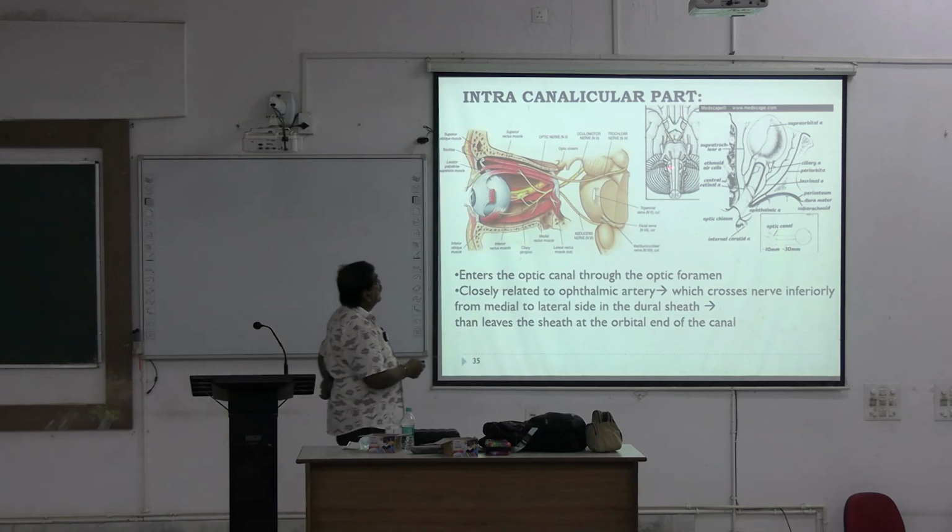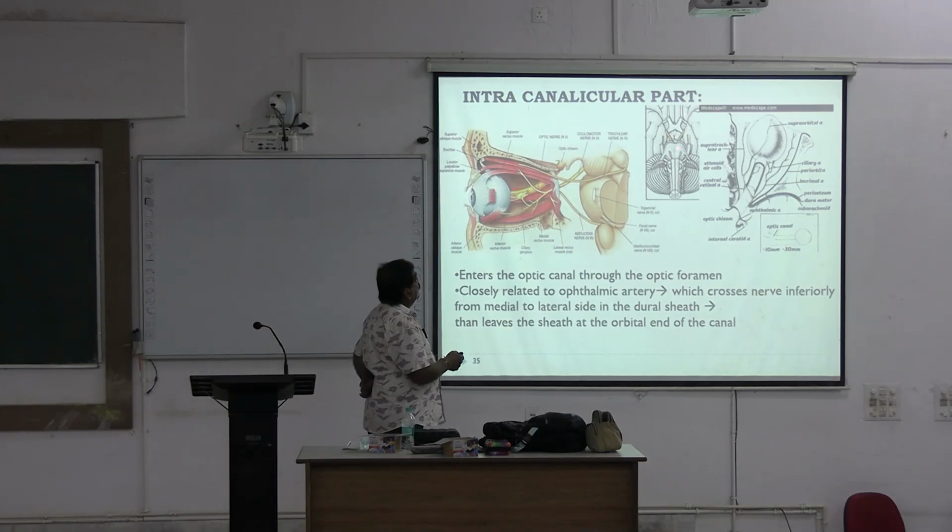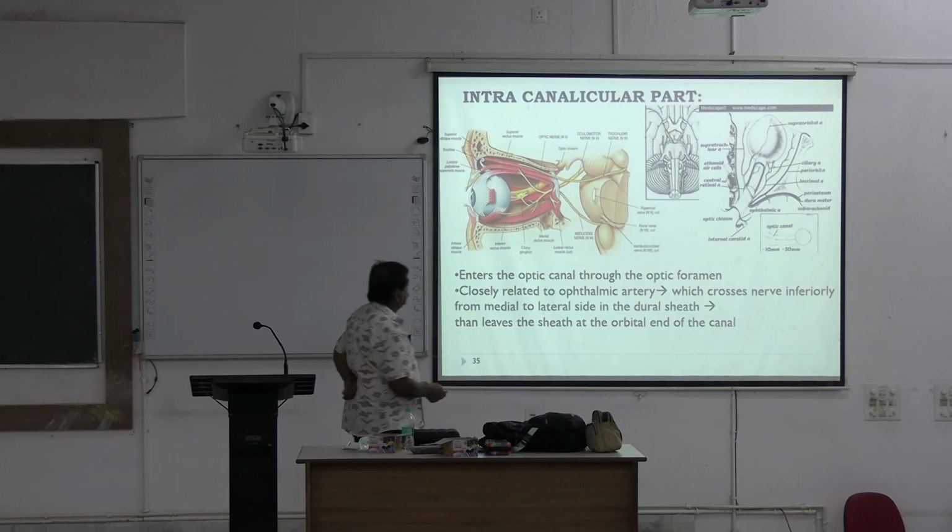This is the undersurface of the brain. Here is the optic chiasma, and this is another view. This is the optic chiasma here. The supraorbital artery, the ciliary artery, and this is the optic canal, 10 millimeters to 3 millimeters, and the internal carotid artery.